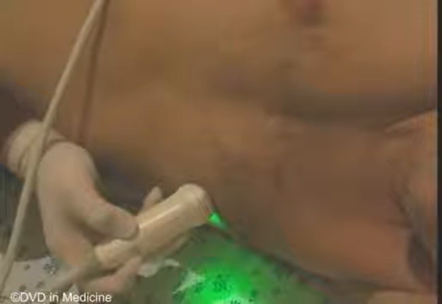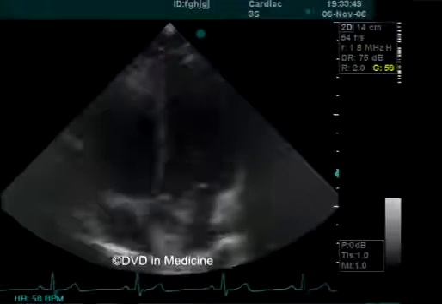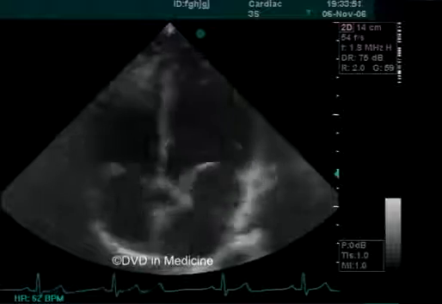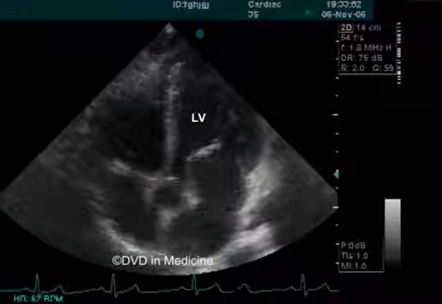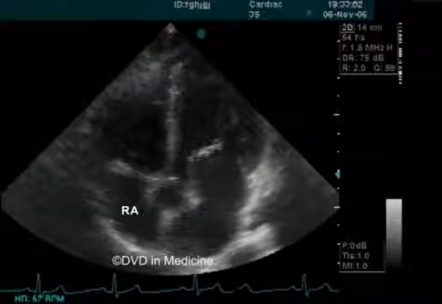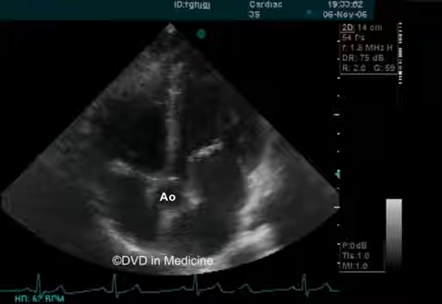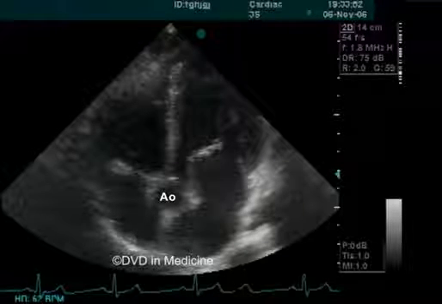After one has obtained an apical four-chamber view, one can tilt the transducer a bit towards the sternum in order to obtain a so-called five-chamber view. The left atrium, the left ventricle, the right ventricle, the right atrium, the aorta. In addition to four chambers, there is also a so-called fifth chamber, the ascending aorta.